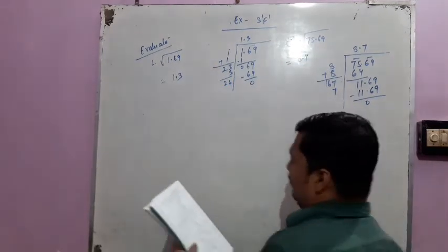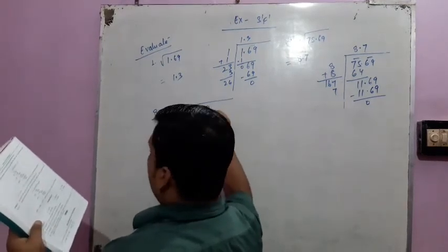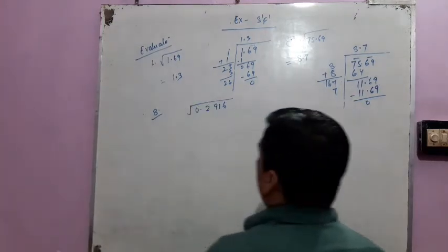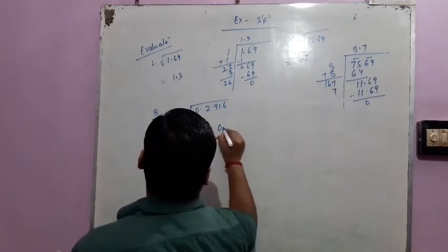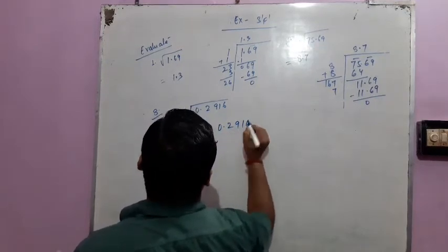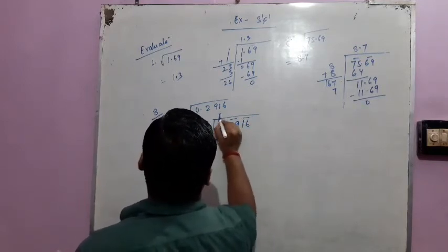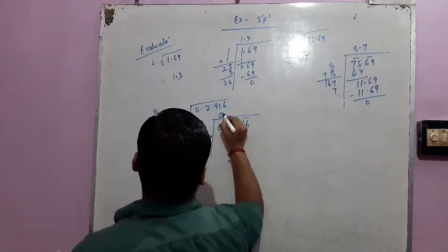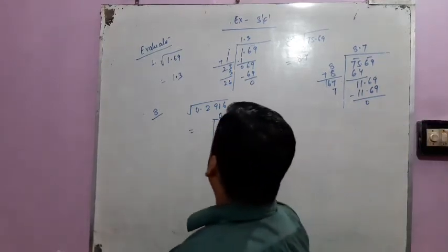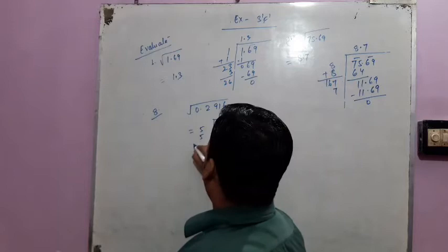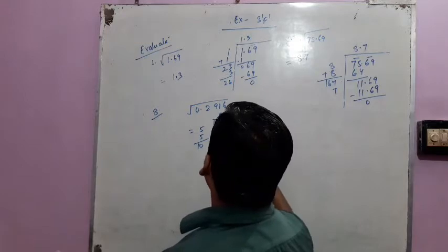Look at one more example here, question number 8. 0.2916, that we have to find out. So here 0.2916. Make a pair here. Now first, we are taking the digits after the decimal, so we have to place the decimal first here. Now the square of which number is closest to 29? Of course 5. So we will write here 5. The square of 5 is 25. Now here the value is 4.